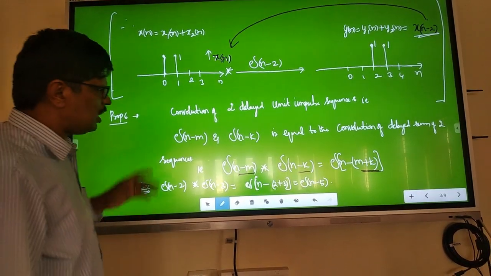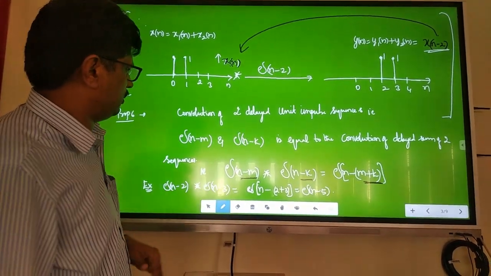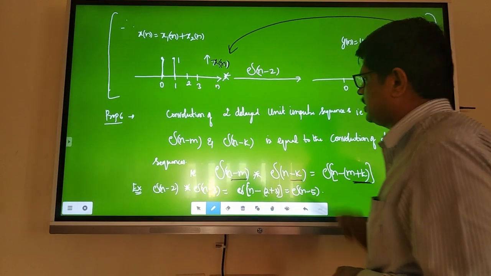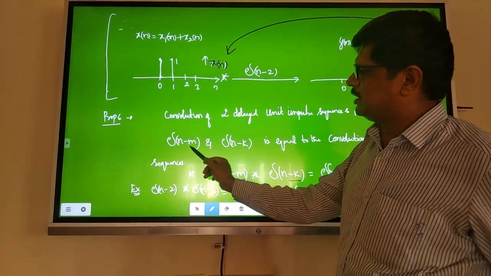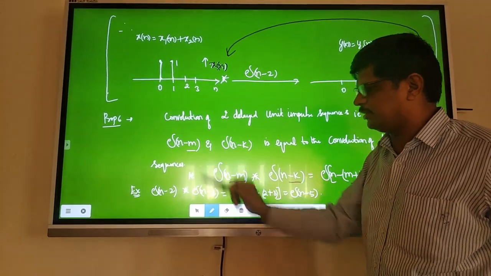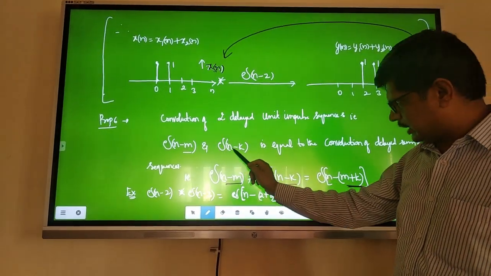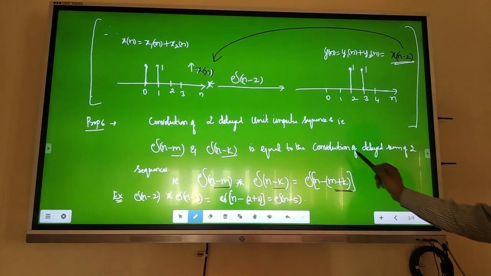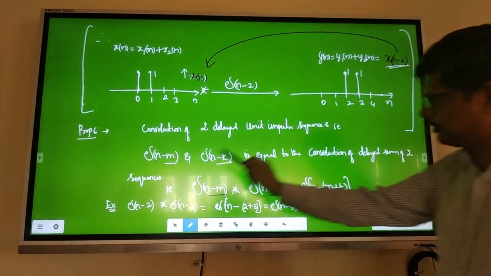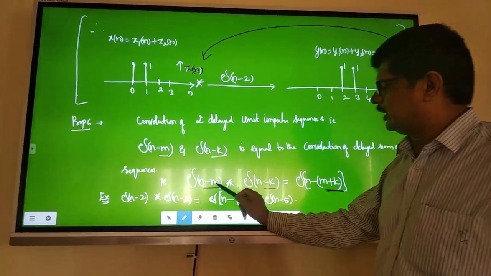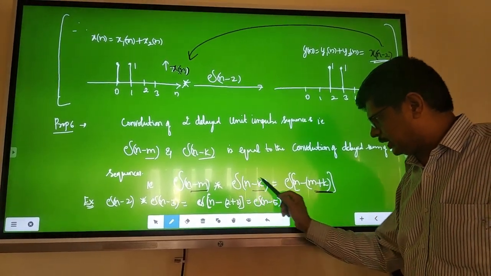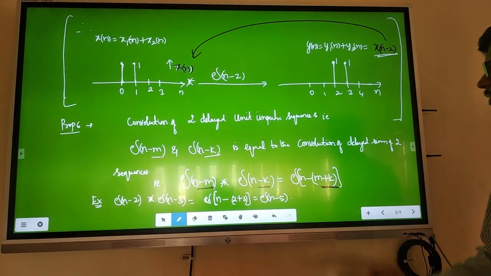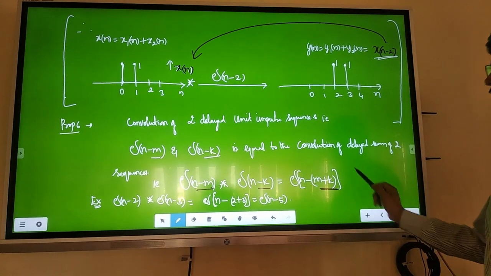Now property number 6 is very simple. No proof. Just remember this statement. The convolution of 2 delayed unit impulse sequences. That is, let's say one is delta of n delayed by m, then one more delta of n delayed by k. Then it is equal to the convolution of the delayed sum of the 2 sequences. It is like this: delta of n minus m, convolved with delta of n minus k, becomes delta of n minus the sum of these 2 delays, that is m plus k.